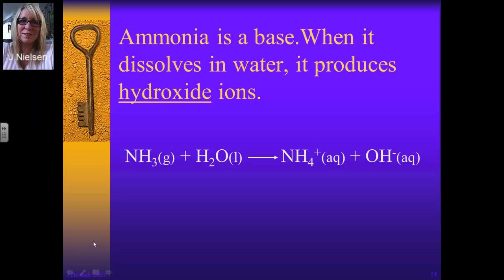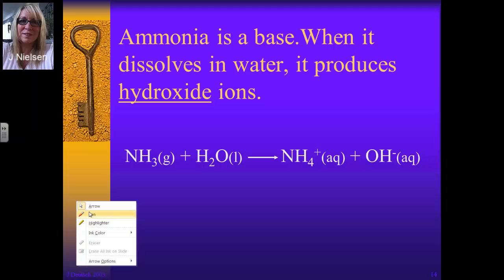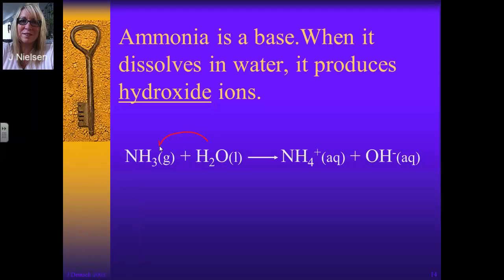Ammonia is a base when it dissolves in water. It produces hydroxide ions. You can see here that water acts as an acid because it donates H to NH3, and NH3 is the base because it accepts it. I'm going to review a little bit right now because remember, conjugate acid-base pairs only differ by H. So if this is the acid, then this is the conjugate base. If this is the base, then this NH4+ is the conjugate acid.